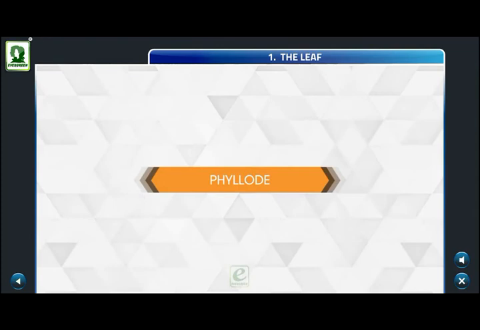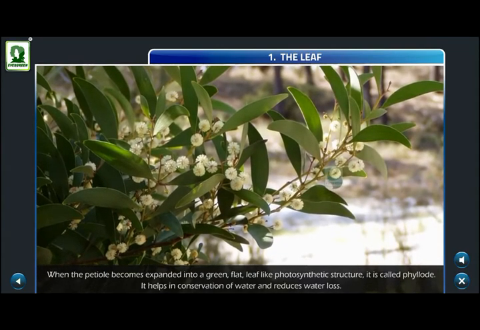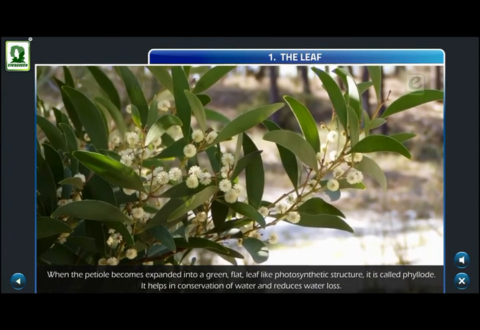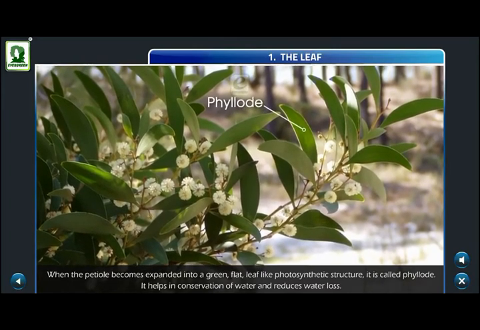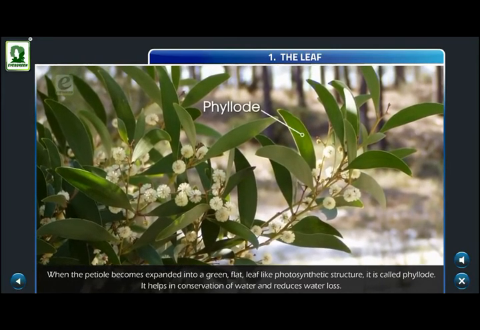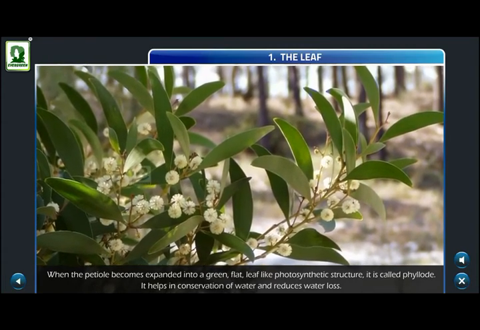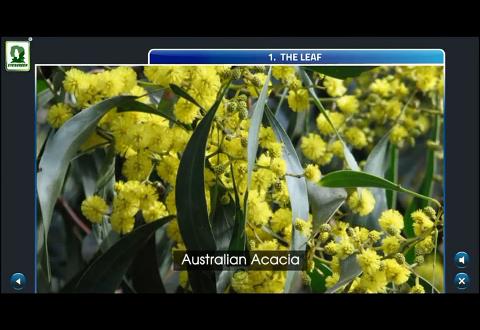Phyllodes. When the petiole becomes expanded into a green, flat, leaf-like photosynthetic structure, it is called phyllodes. It helps in conservation of water and reduces water loss. For example, Australian acacia.